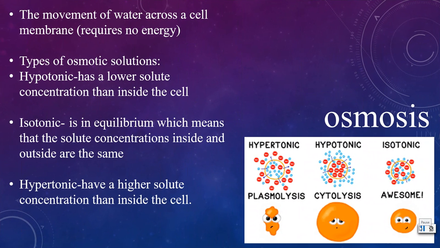Now, osmosis is the movement of water across the cell membrane. It also does not require any energy, so we know that this is also a passive transport. There are different types of osmotic solutions: hypotonic, isotonic, and hypertonic. Hypotonic has a lower solute concentration outside than inside the cell. Isotonic is an equilibrium, which means it's basically the same concentration inside and outside. Hypertonic has a higher solute concentration than inside the cell.